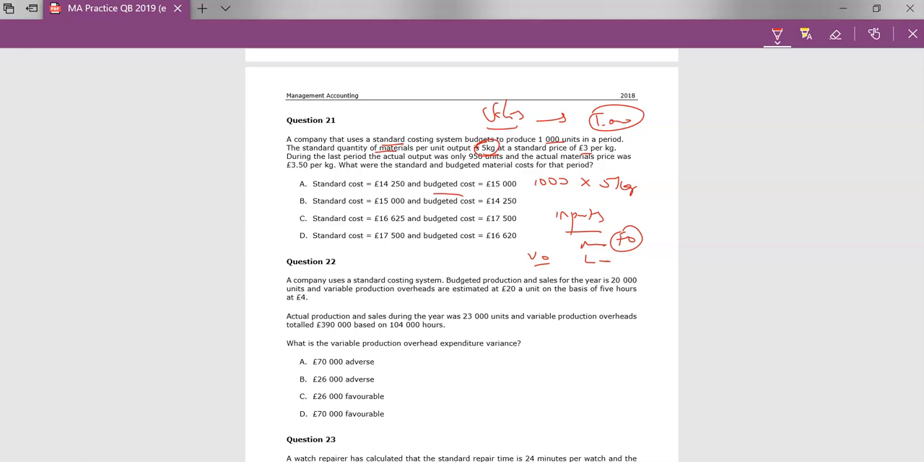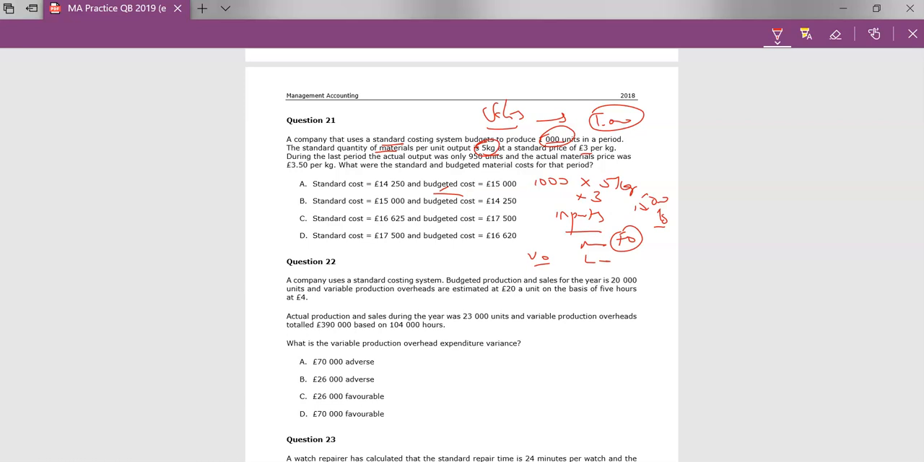So you can see it's back again with input. It's about inputs, the standard quantity of material and the standard price. It's all very much based on standards. But in terms of the budgeted output, when you see budgeted, they're telling you to focus on the number of units that were initially budgeted or planned for, not what actually came out in terms of units. Okay, great. So that's 1,000 times 5 times 3, which takes us to 15,000. I mean, from here I could already pick my answer being A.